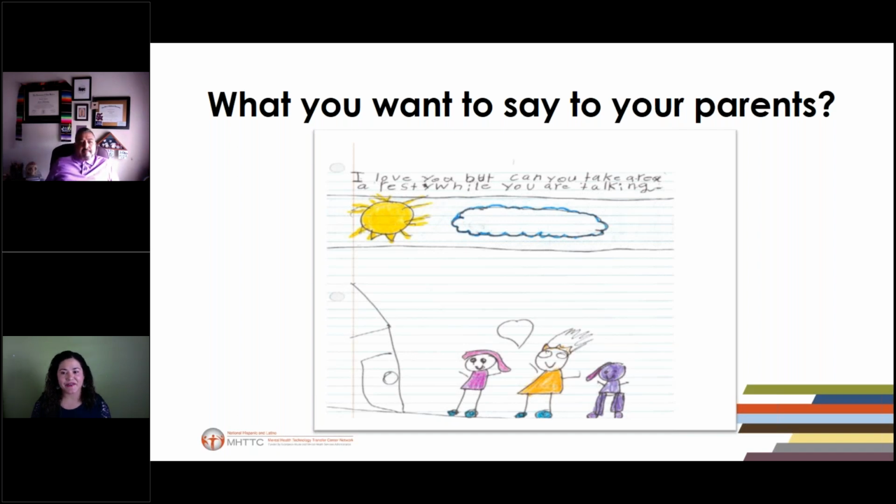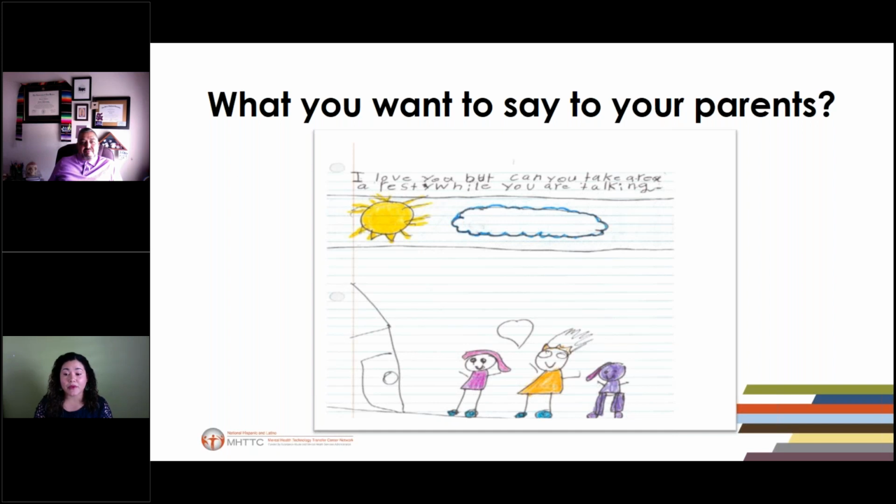So this was the drawing, right? She is the purple one, the little one. The mom is a little bit taller with the purple, and the father was in the middle. Okay, so she said to the parents, "I love you, but can you take a rest while you're talking?" And it was so powerful.